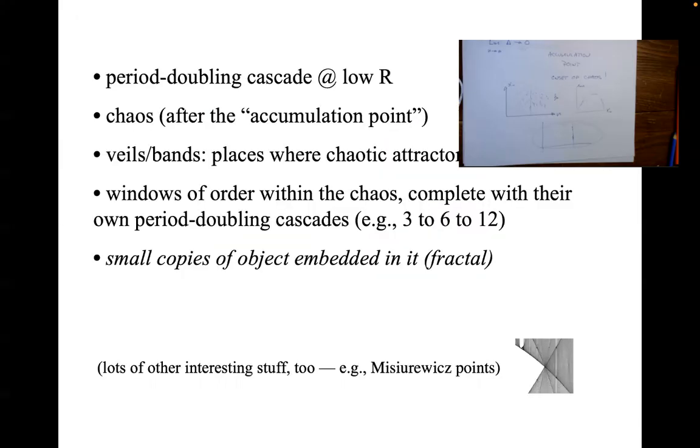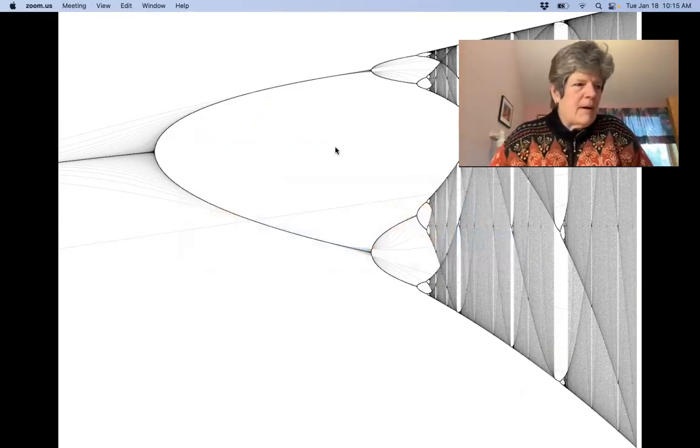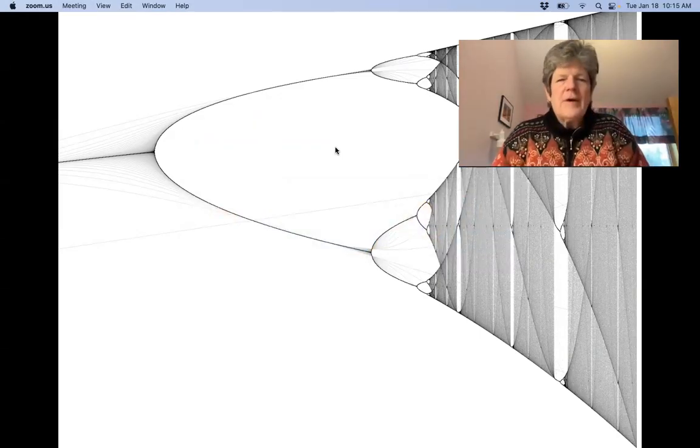And what's amazing to me, or what was amazing to me when I first saw this, and it still is, is that this picture is simply iterates of the logistic equation. Okay, it's just iterates of this really, really simple map for different values of r. And it's incredibly complicated and incredibly cool.